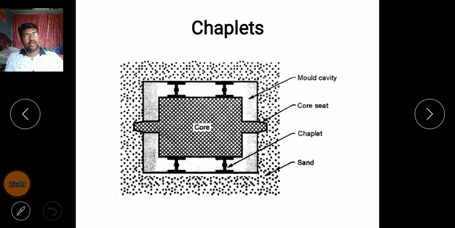It is all about the chaplets, and in this lecture we learned about the types of cores, core boxes, types of core prints and chaplets. It is all about the core.